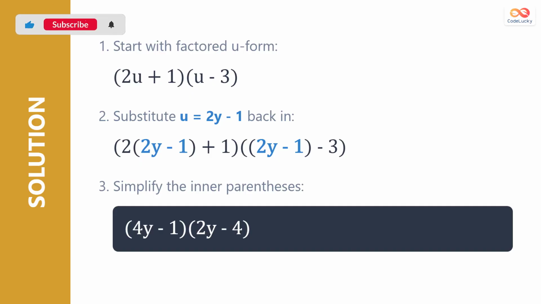Finally, we substitute back. Replace every u with 2y minus 1. Be careful here. In the first term, the 2 multiplies the entire group 2y minus 1. Distribute that 2 to get 4y minus 2, then add the 1. In the second group, just combine negative 1 and negative 3. The final answer is 4y minus 1 times 2y minus 4.